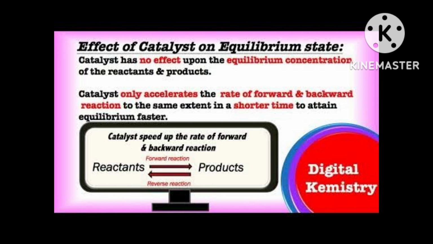The optimum conditions of temperature and pressure for the synthesis of ammonia using a catalyst are around 500 degree centigrade temperature, and pressure of 200 atmospheres. Keep this in mind: 500 degree centigrade and 200 atmospheric pressure in case of ammonia.